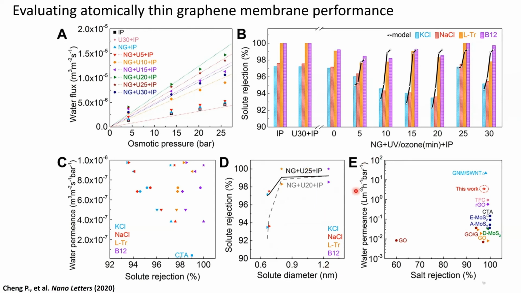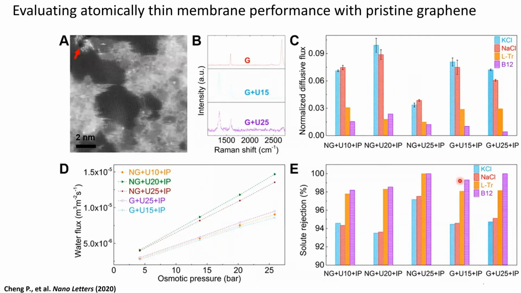Finally, we compare the water permeance that we obtain from these membranes with salt rejection compared to all the other reports that exist in literature, and this surpasses most other work in the literature on this topic. So in other words, our technique actually allows us to make membranes that typically allow for very high water permeance while allowing excellent salt rejection.